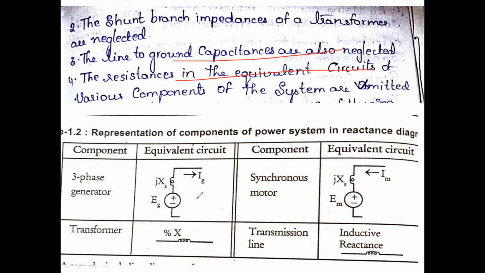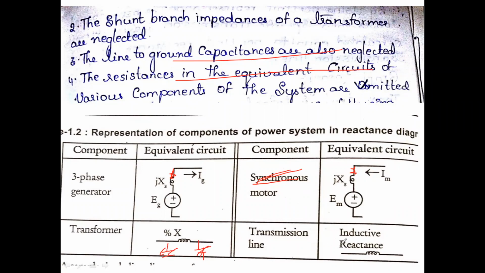If you observe the symbols, take a three-phase generator. Previously, for an alternator, we saw the resistance here. Now there is no resistance. Similarly for a motor, whether it is a synchronous motor or an induction motor, previously we had a resistance here, and now the resistance is eliminated. For a transmission line, previously we had the pi model with capacitance, but in the reactance diagram we neglect the ground capacitance also. Only the series branch remains.